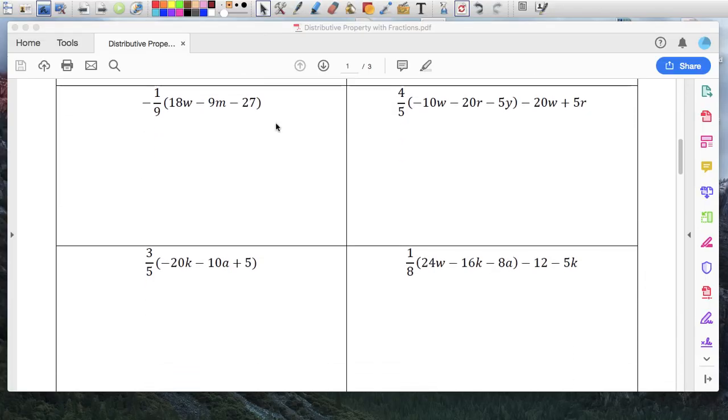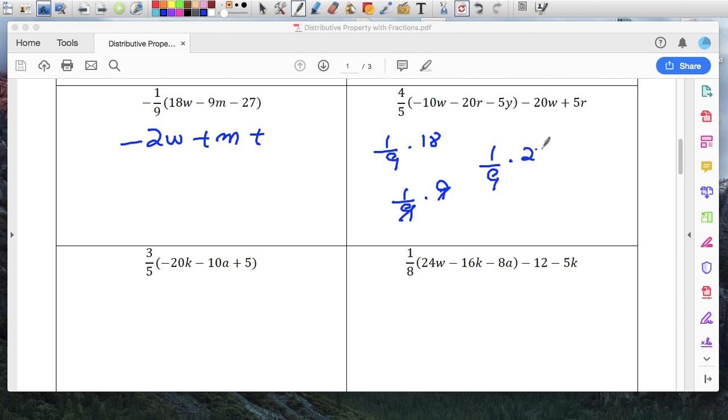A negative times a positive is going to be a negative. I get 1/9 times 18. 18 divided by 9 is 2w. Negative times a negative is a positive, and I get 1/9 times 9. Cross, cross, and that whole thing just becomes 1m, or just m. Negative times a negative is a positive again, and this time I get 1/9 times 27, which is the same thing as 27 divided by 9, or just 3. And again, I can't combine like terms, so I am done.